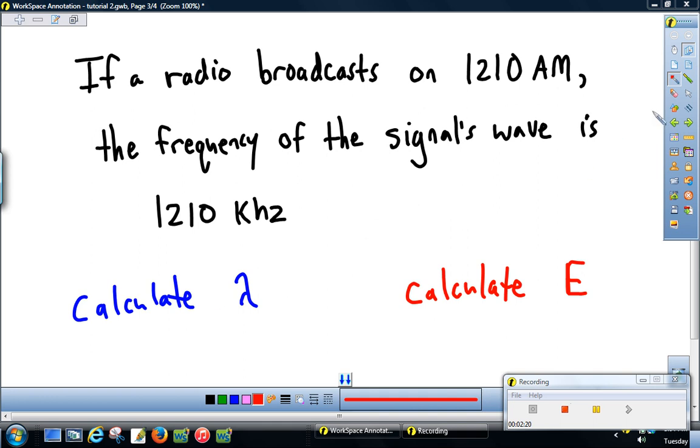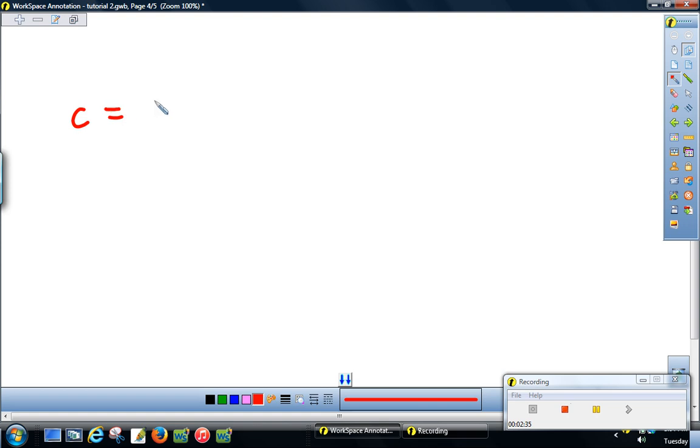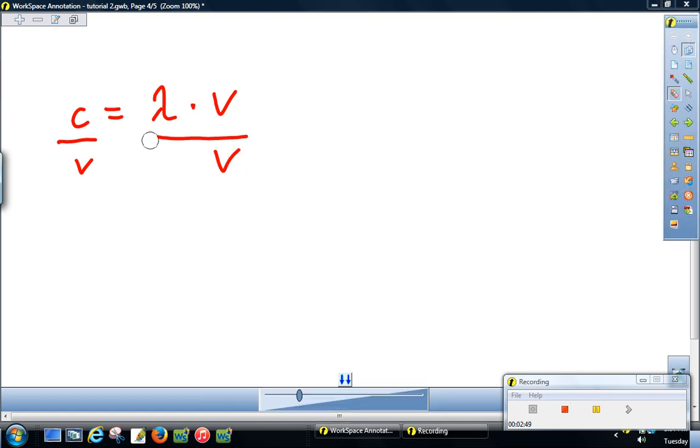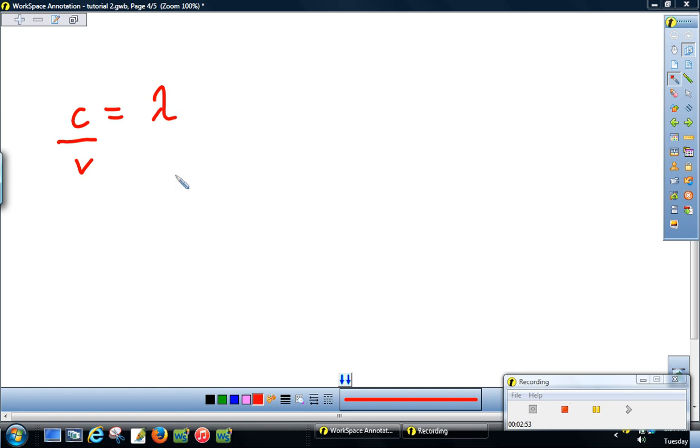If we want to calculate first the wavelength, remember the speed of light is equal to the wavelength times the frequency. If we rearrange this equation to get wavelength by itself, we have to divide both sides by the frequency. Frequency divided by frequency is 1, and 1 times the number is that number. So that cancels out frequency, and we're left with the speed of light divided by the frequency is equal to the wavelength. The problem is our frequency is in kilohertz.